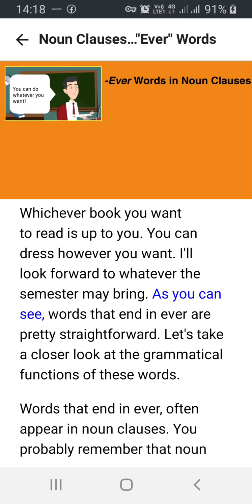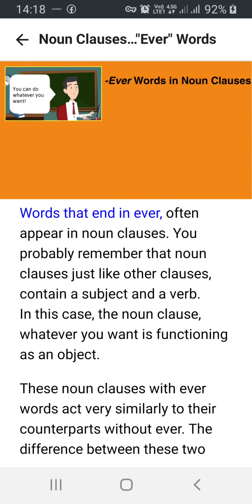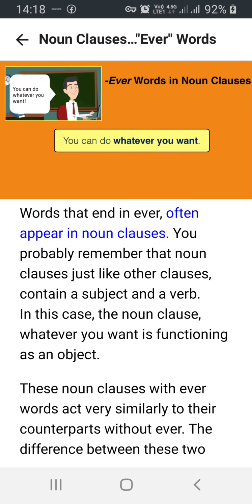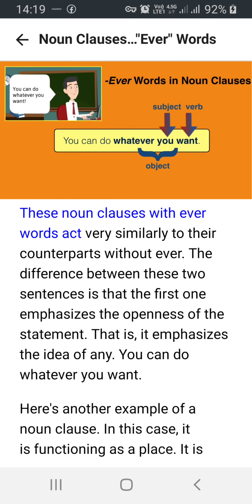As you can see, words that end in ever are pretty straightforward. Let's take a closer look at the grammatical functions of these words. Words that end in ever often appear in noun clauses. You probably remember that noun clauses, just like other clauses, contain a subject and a verb. In this case, the noun clause, whatever you want, is functioning as an object. These noun clauses with ever words act very similarly to their counterparts without ever.